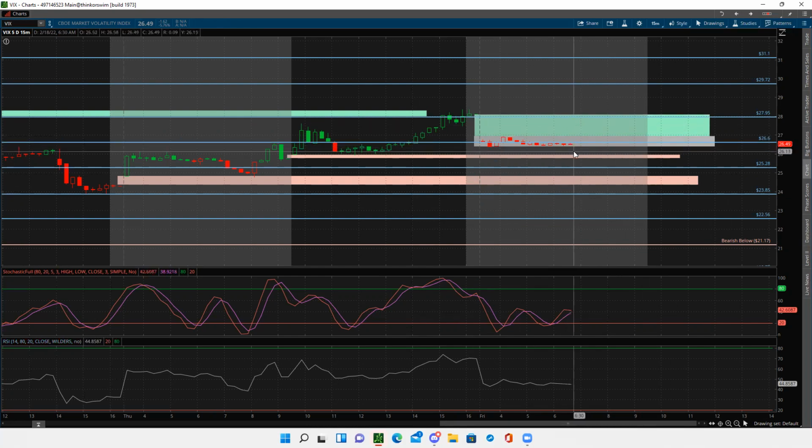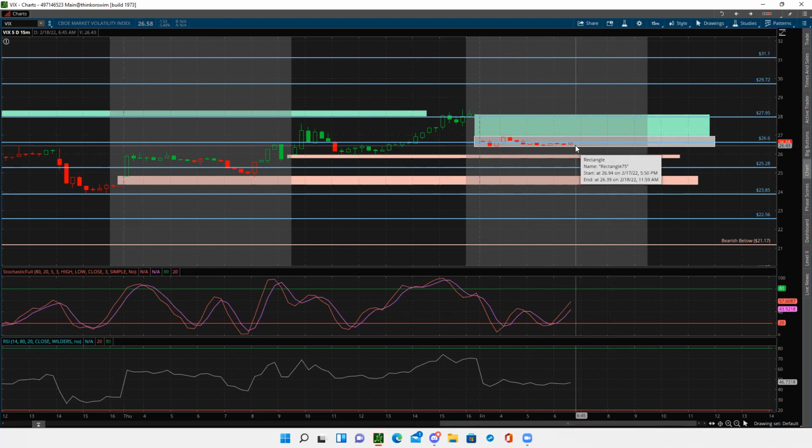If we get below here, then we could start heading towards this gap. We could fill this gap fairly quick, but we could also keep dropping and fill this gap. It depends on the volume we have. It depends on how the market's looking, but that is what we're looking at. So on the VIX, that's my box consolidation.